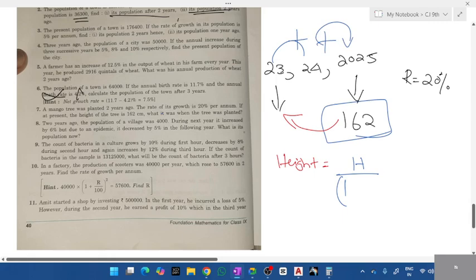Okay. A tree was planted 2 years ago. The rate of growth is 20%. If at present the height of the tree is 162 when it was planted. See here, increase or decrease, it's not given, students. Fine, you're both. Yeah, tell me. Increasing. So if it is past or future, that doesn't matter. Increasing, right? Try this for homework, students.